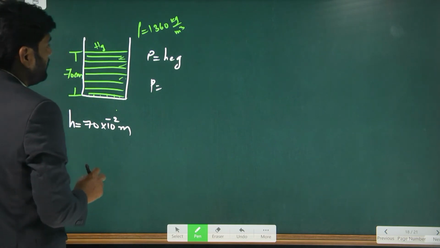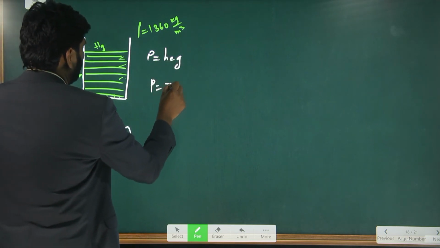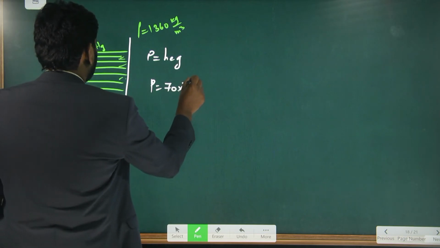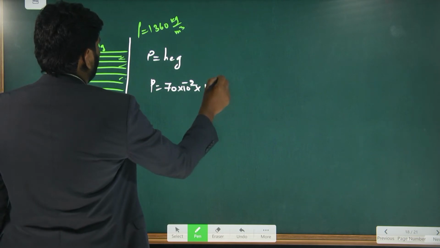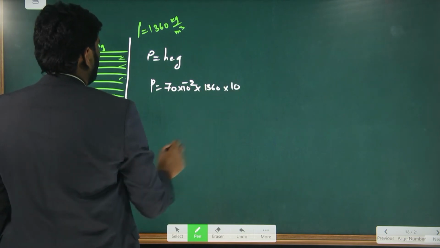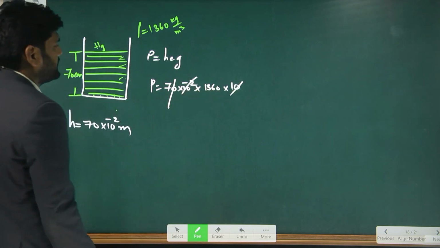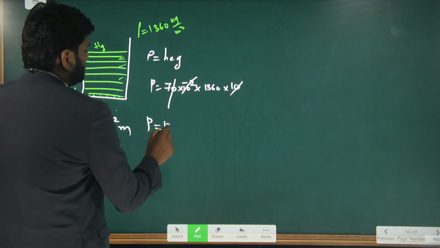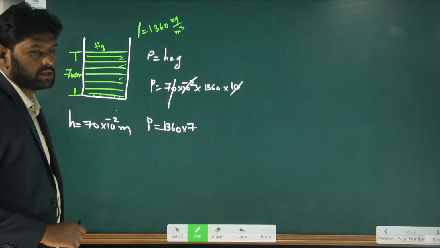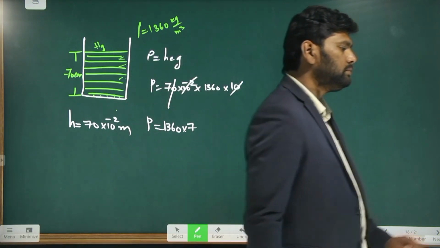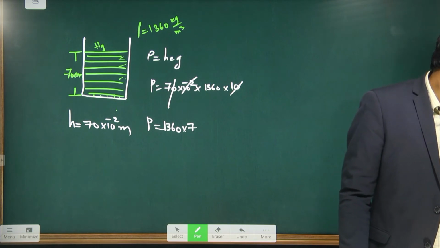Understand? The height value is 70 into 10 power minus 2, density value 1360, into G value, you can take 10. See, this 10 and this 10 power minus 2 will get cancelled. Pressure is equal to 1360 into 7. So calculate and tell me the answer.